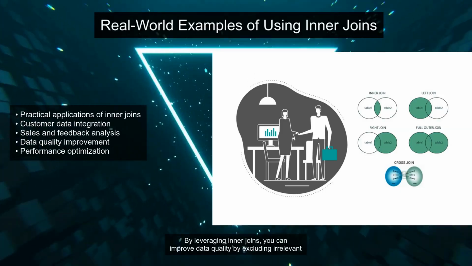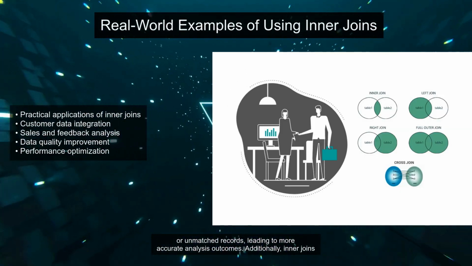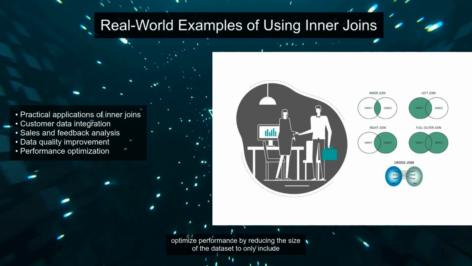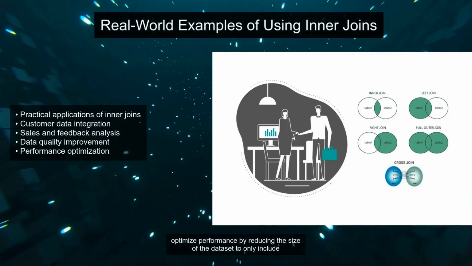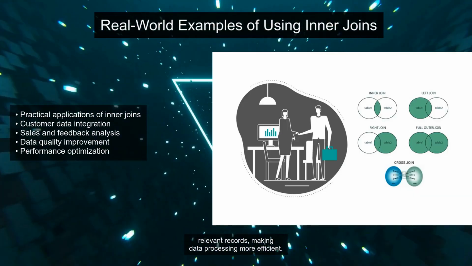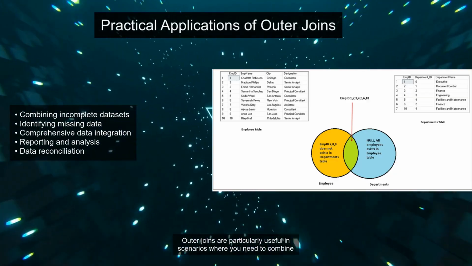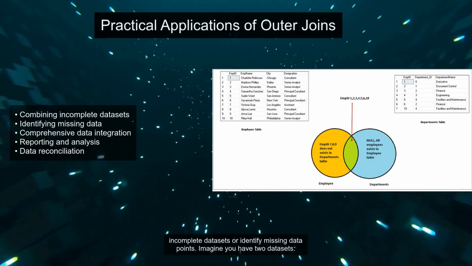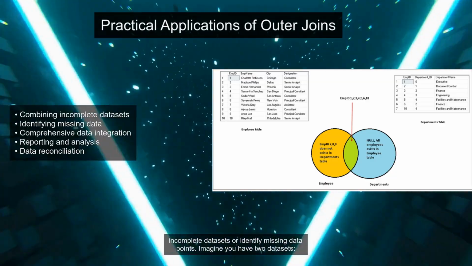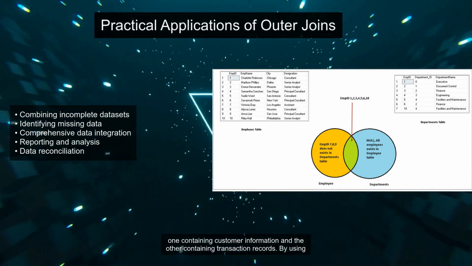By leveraging inner joins, you can improve data quality by excluding irrelevant or unmatched records, leading to more accurate analysis outcomes. Additionally, inner joins optimize performance by reducing the size of the dataset to only include relevant records, making data processing more efficient. Outer joins are particularly useful in scenarios where you need to combine incomplete datasets or identify missing data points. Imagine you have two datasets, one containing customer information and the other containing transaction records.